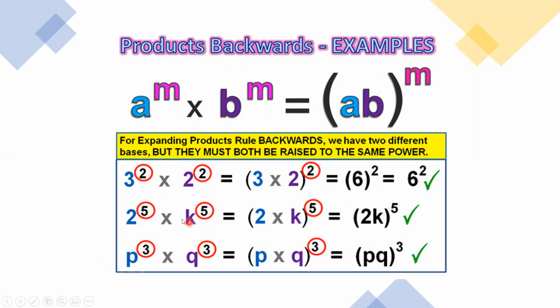2 to the power of 5 times k to the power of 5, guys. As the same exponent, I multiply the bases 2 and k. 2 times k to the power of 5 will be 2k to the power of 5. Here I have p to the power of 3 times q to the power of 3. Again, I have the same exponent and multiply the bases, p times q to the power of 3. So that's going to be pq to the power of 3.